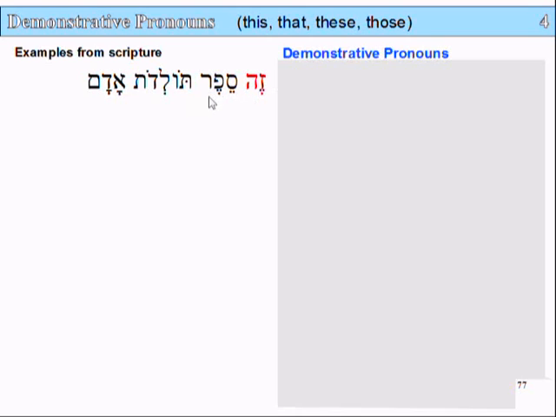Zeh sefer. This is a book. It may be translated "the book," but it's "this a book." Zeh sefer toledot Adam: this is a book of the generations of Adam, of man. So the word zeh is masculine singular, because it's a masculine singular word. Let's move on to the next one.